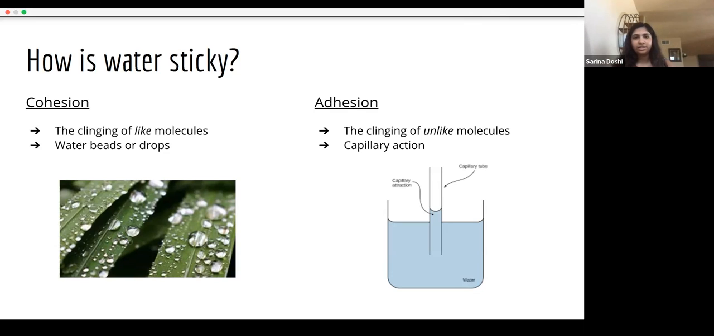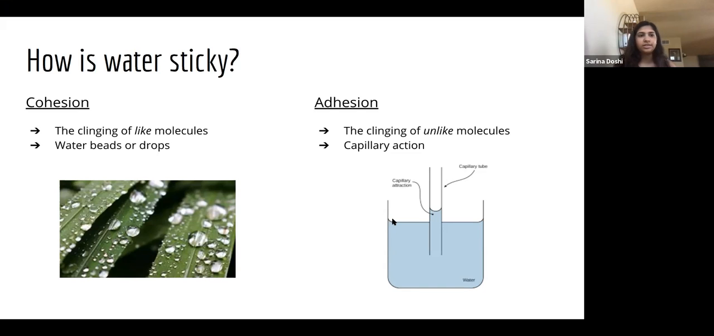And then we've got adhesion, which is the clinging of unlike molecules. This is more important biologically, and we have capillary action. Plants get their water from the ground, from the earth. Water travels up through the roots and into the stems and the leaves. The way that it goes against gravity is through capillary attraction.